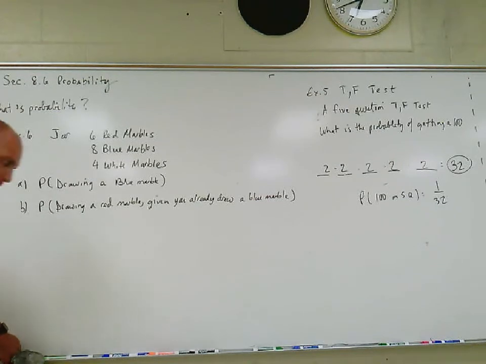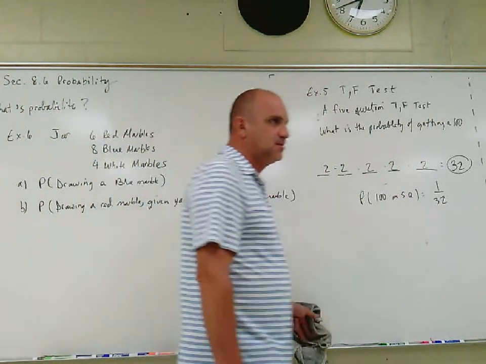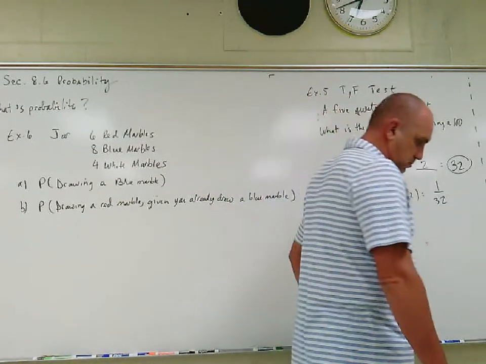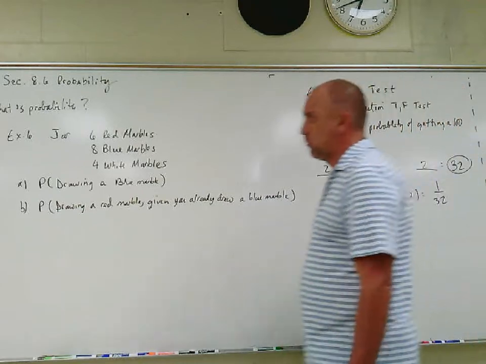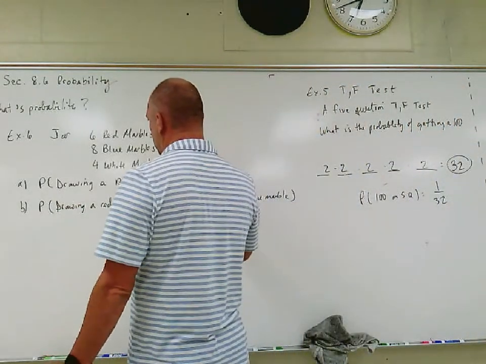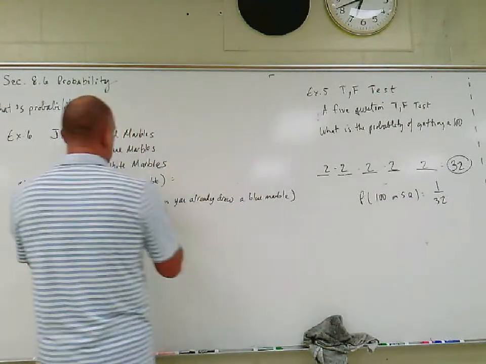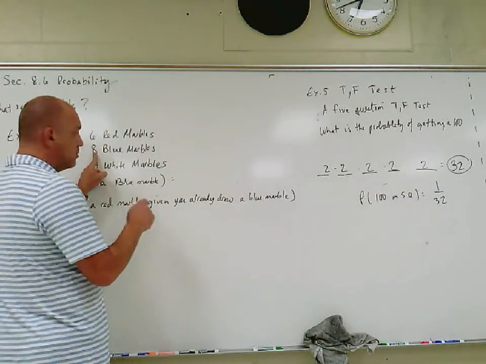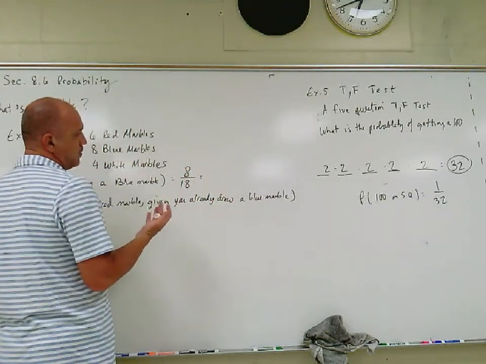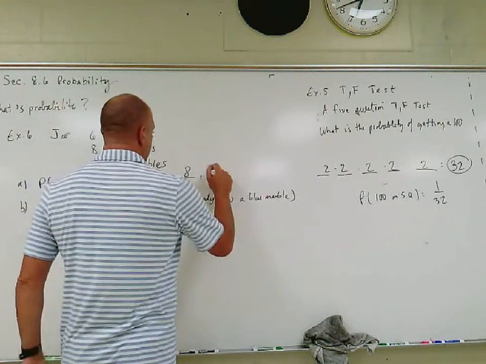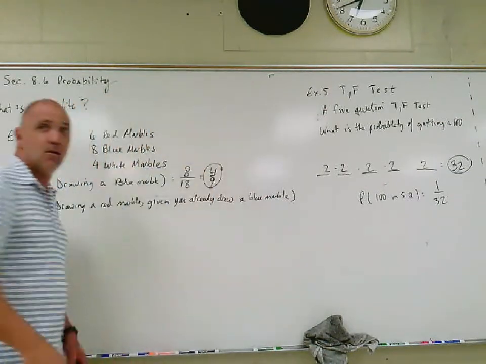On this, is it easy to see the sample space? Yes. How many are in the sample space? 18 marbles. So on the first question, it's pretty standard. You ask yourself how many blue marbles there are out of how many total. So what's the answer to the first one? There's 8 blue. 8 out of 18, so what could we take out of that? 2, which leaves you 4 out of 9. We should get in the habit of reducing.